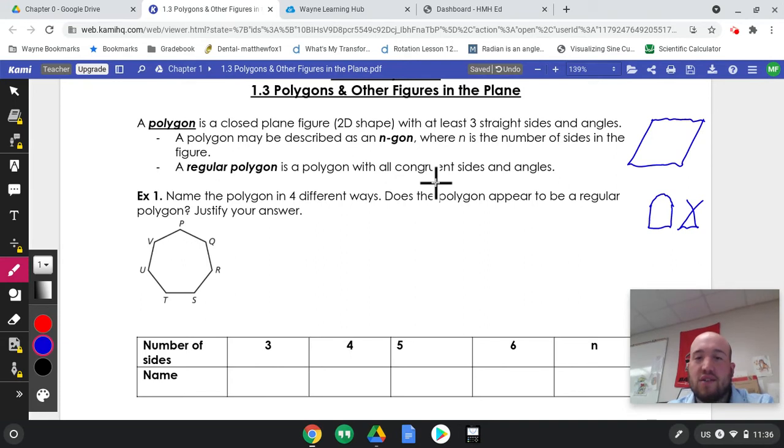Okay. And then the other word I want to talk about here, regular polygon. This is when it has congruent sides and angles. So if all the sides and angles are congruent, then it's regular.